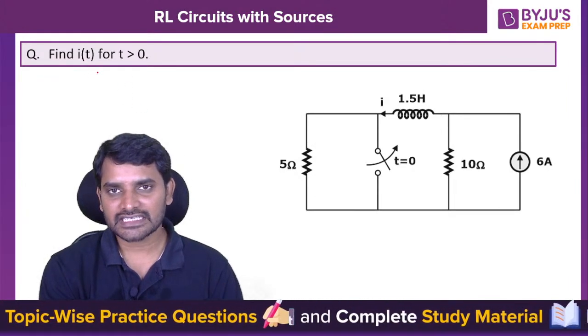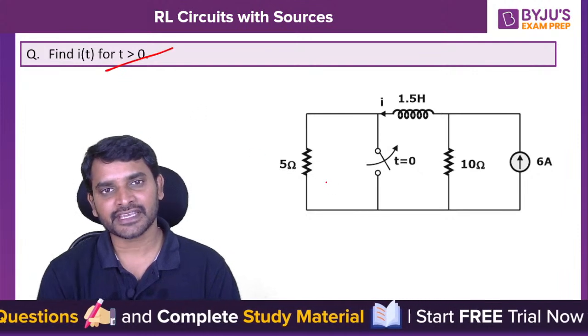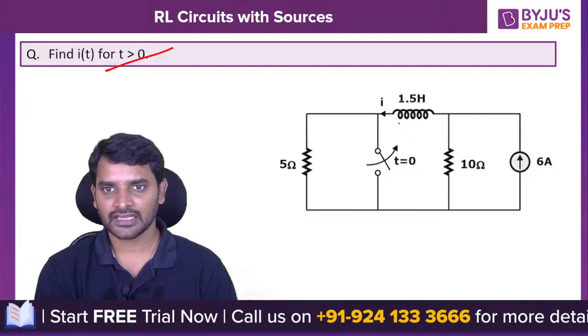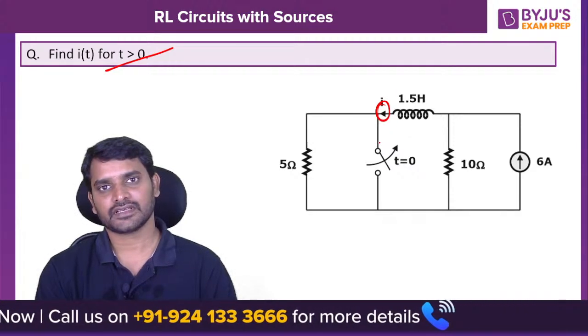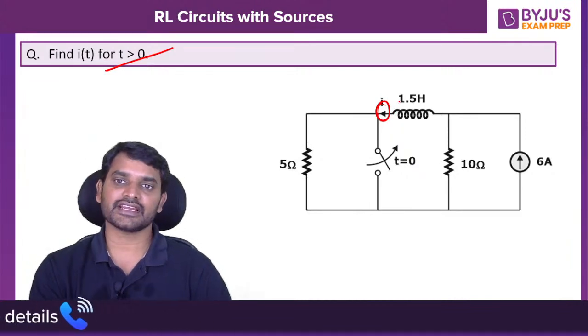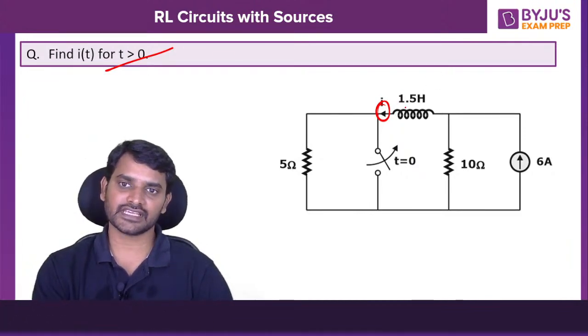Right. What is he asking? He is asking to find i(t) for t greater than 0. Where is i? Here is i. So we need to calculate the current flowing through the inductor for t greater than 0.